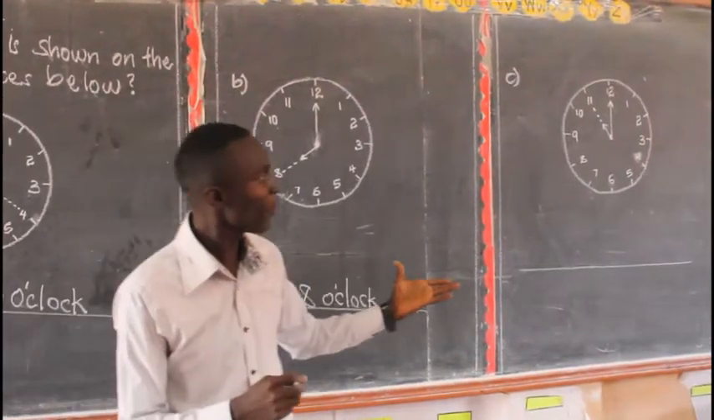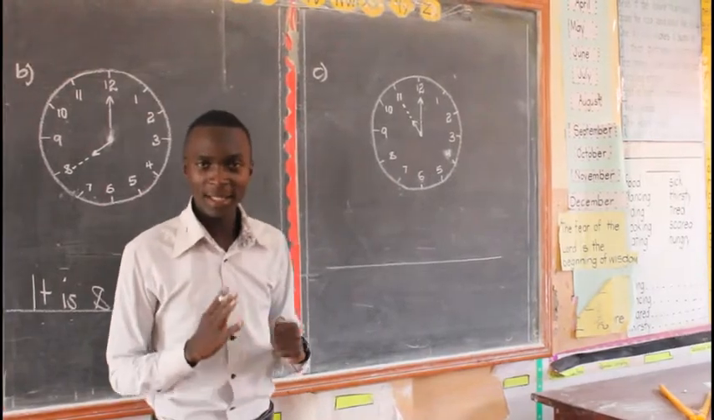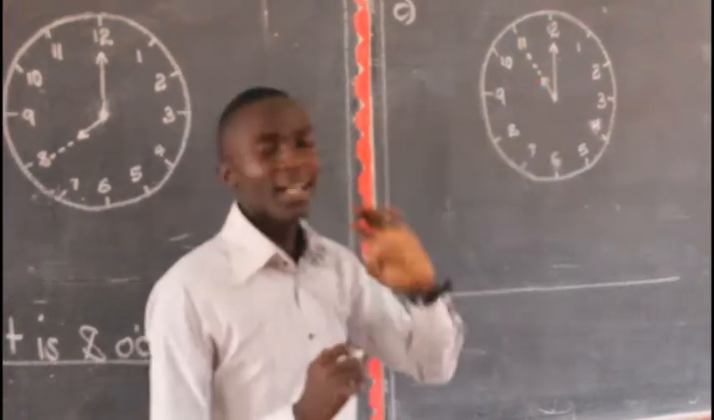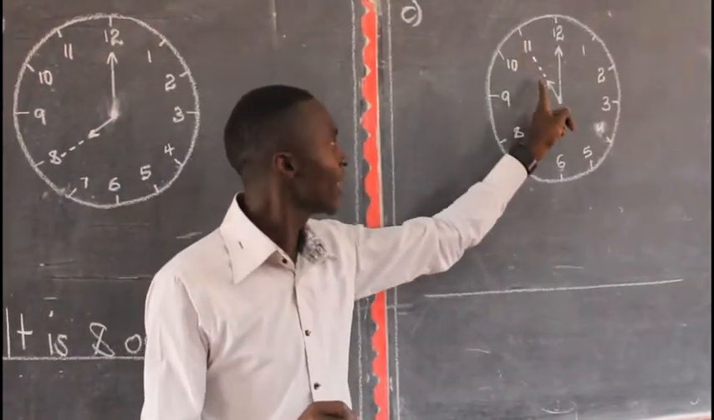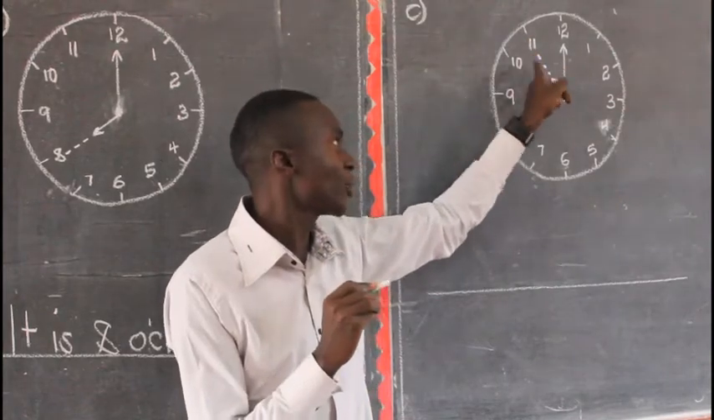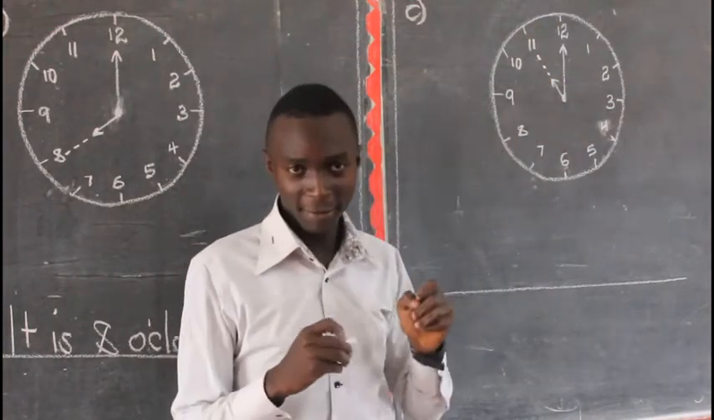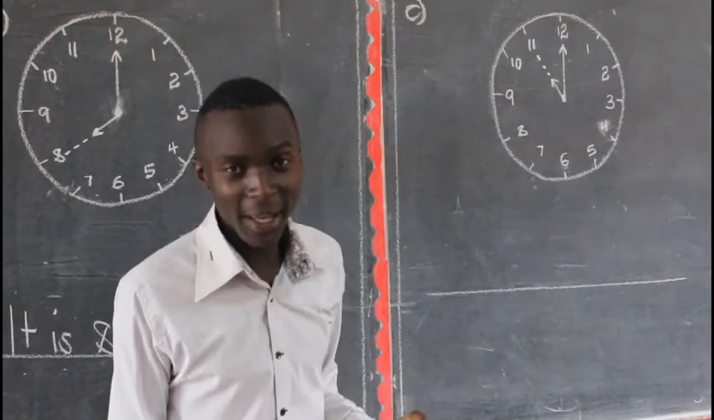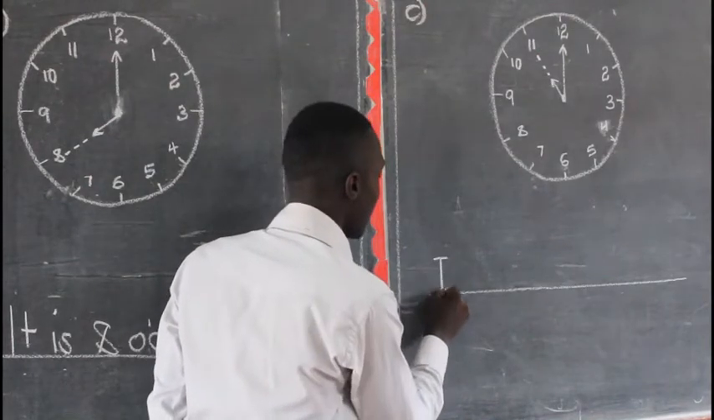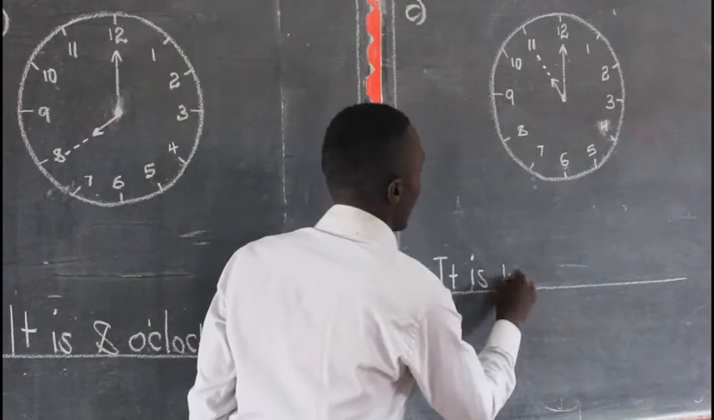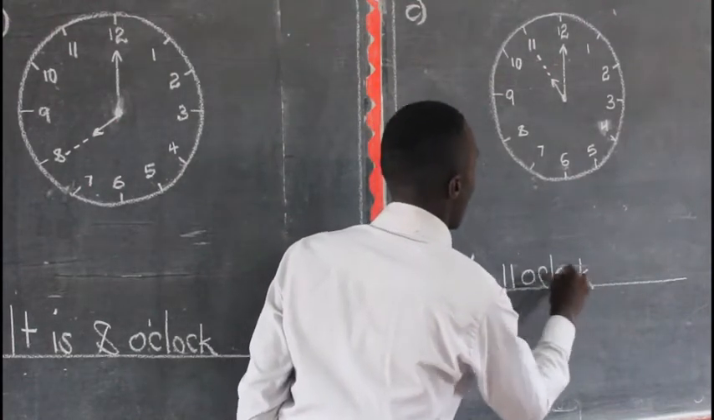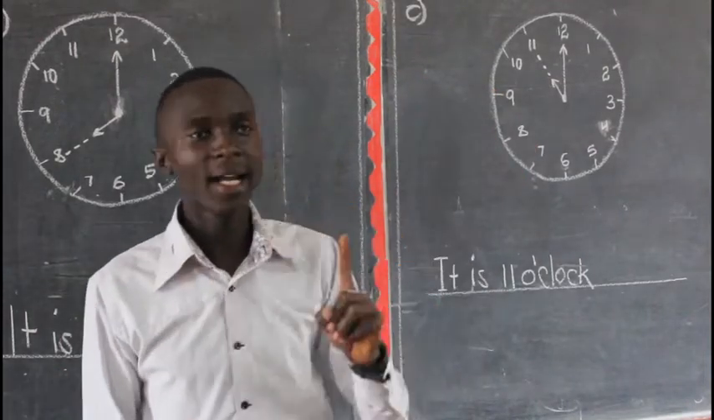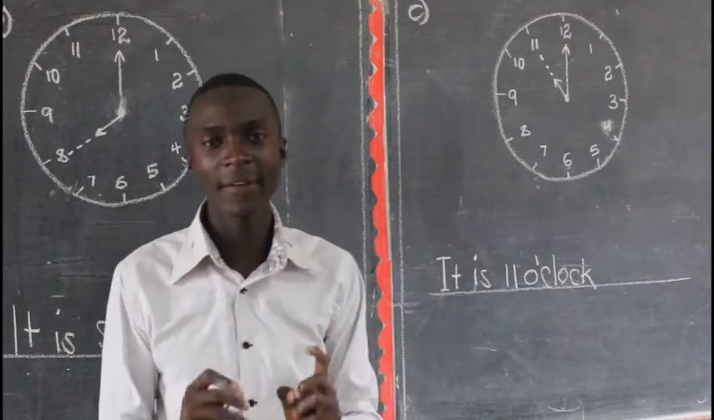Let us go to our last example, my good children. Please let this act as our trial. Let us do it together. Here, the short hour hand is exactly facing 11. Remember, our short hand is the one which shows hours, and the long minute hand, for the minutes, is exactly facing 12. What is this time? We say that it is 11 o'clock. The reason is that the long minute hand is directly facing 12 and the short hour hand is facing 11.